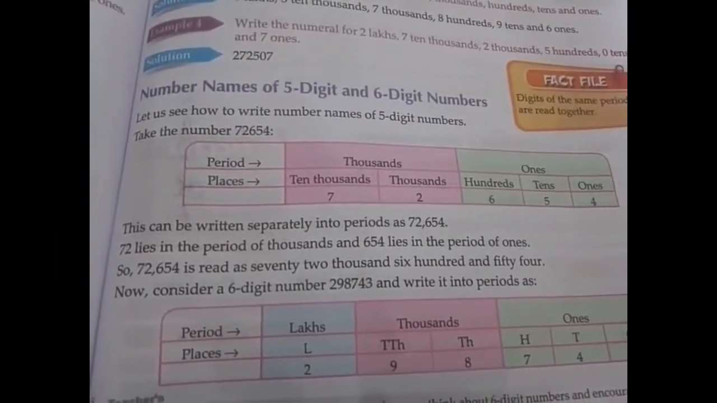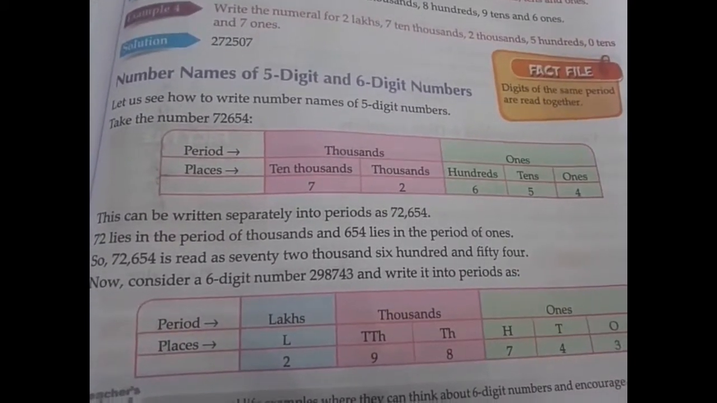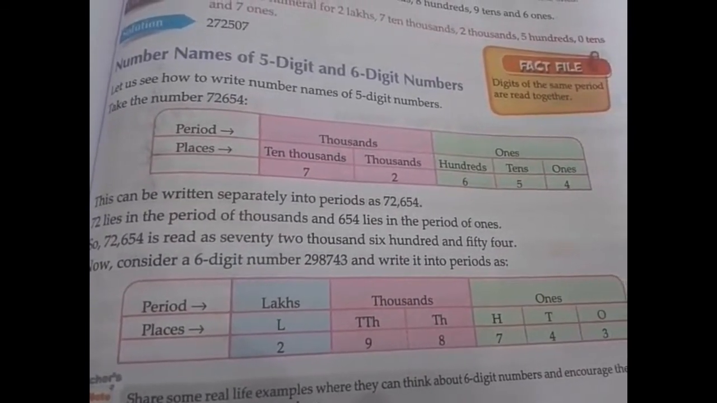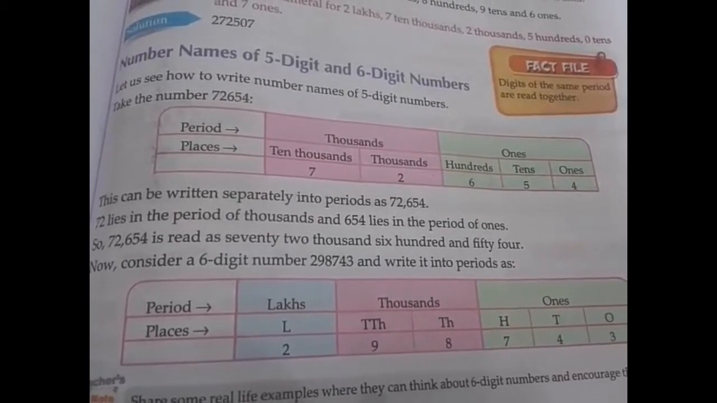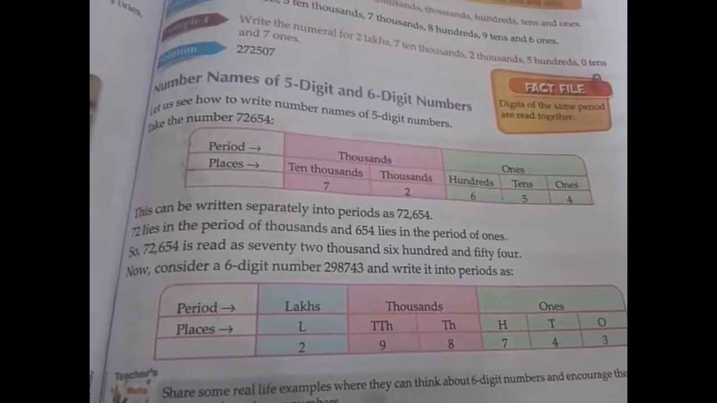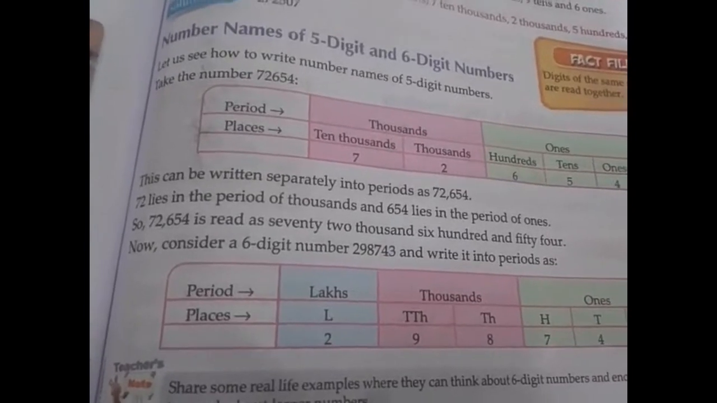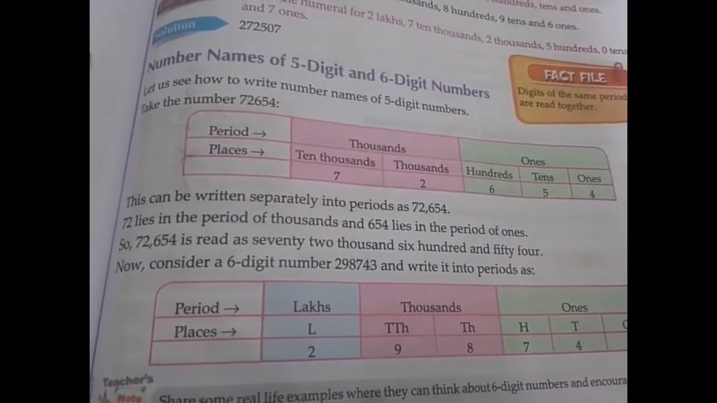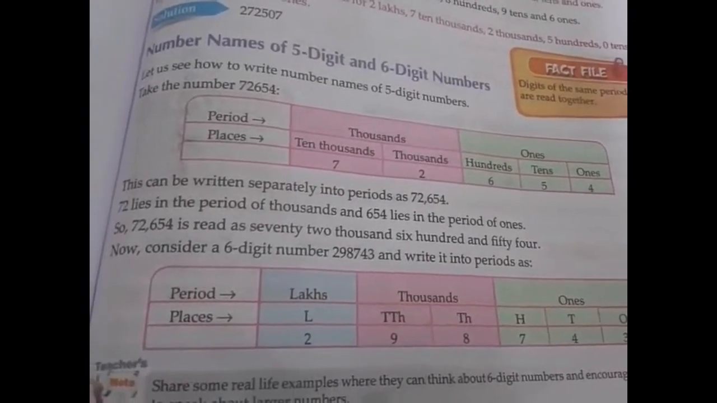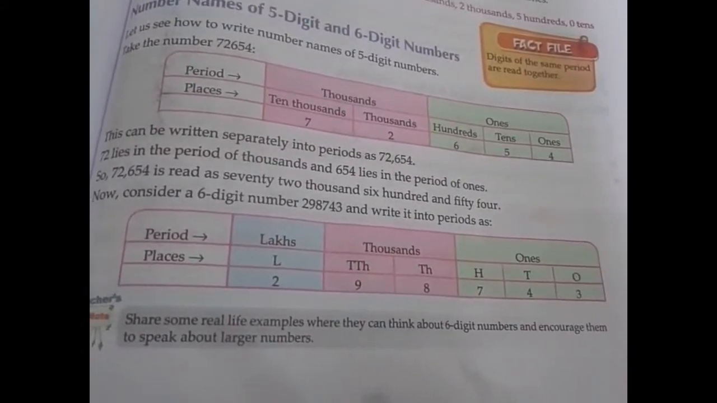Before going into our topic, we have to recall last class. We had learned about the place values of a 5-digit number and 6-digit number. Here in a 5-digit number, how many place values are there? There are ten thousands, thousands, hundreds, tens and ones. And we read it as 72,654.